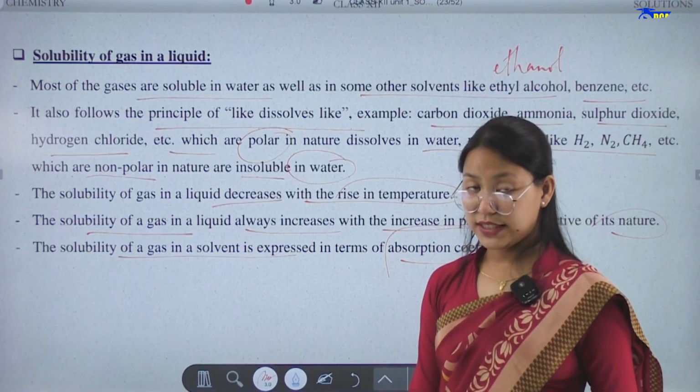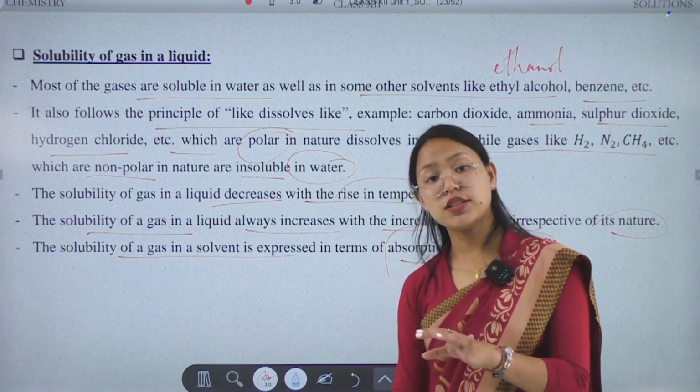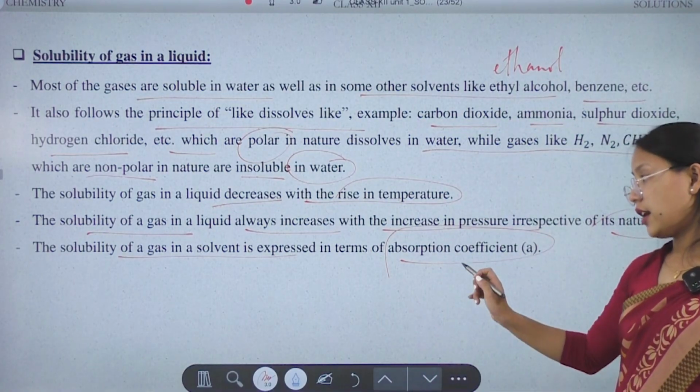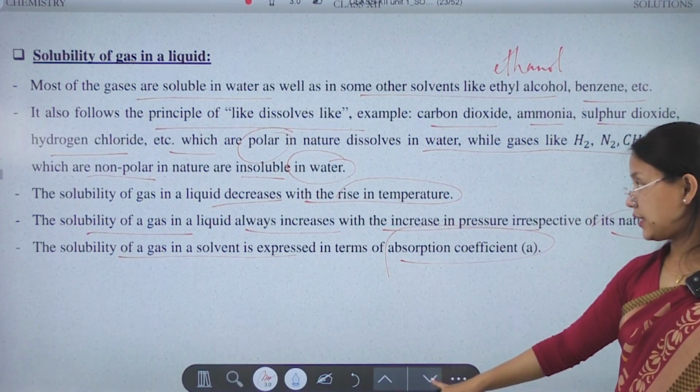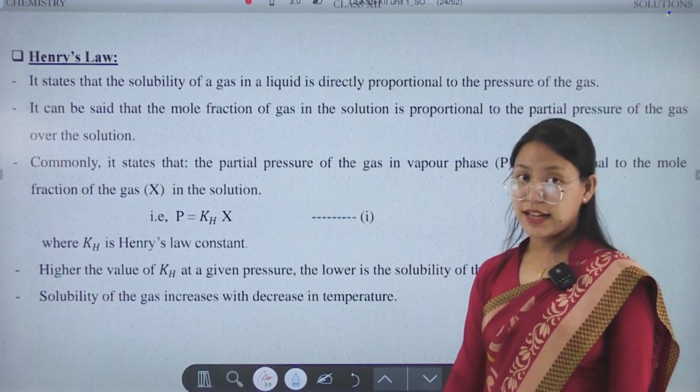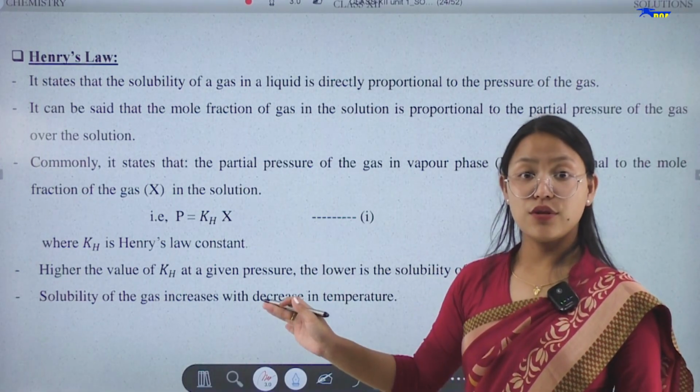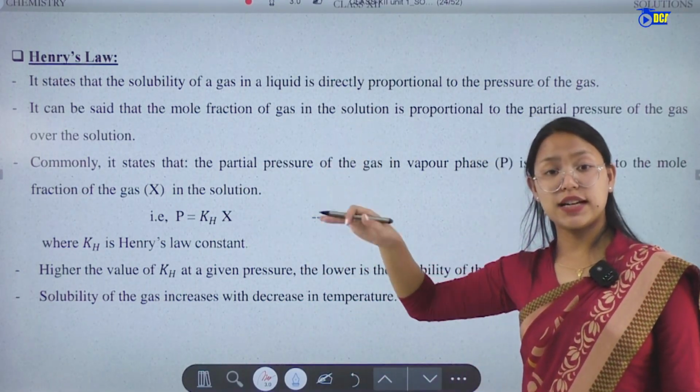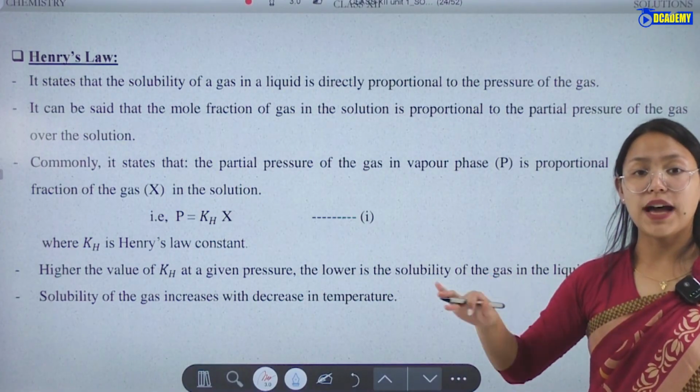The solubility of gas in liquid is expressed in terms of the absorption coefficient. So in the next class, we are going to discuss Henry's law, and it will be followed by Raoult's law.